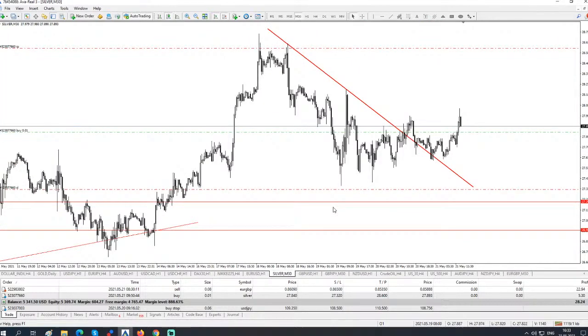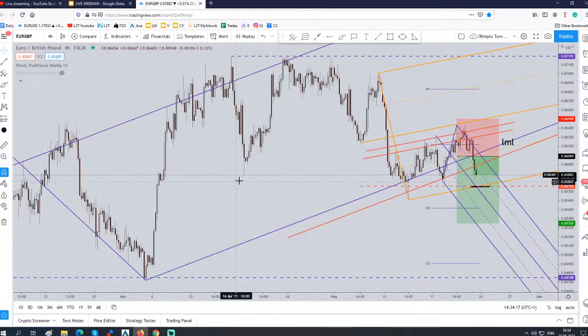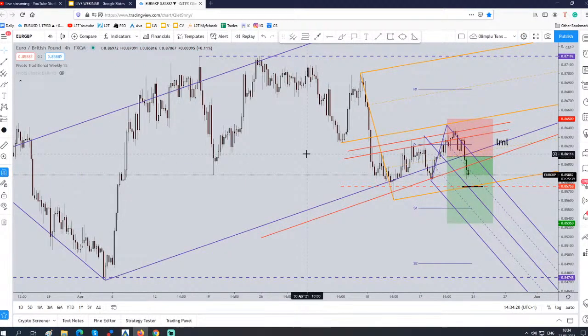The price of silver drops right now only because we have high volatility right before the US releases its economic data today, so we may have some volatility before the US data.